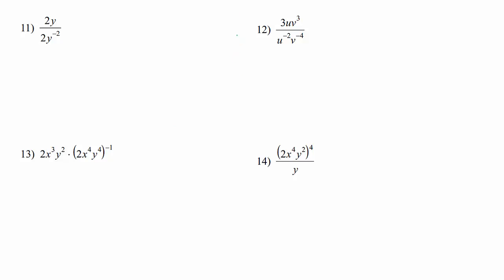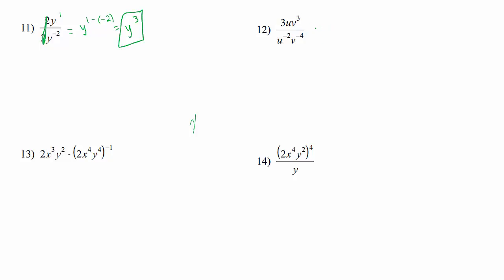On 11, we've got a 2 on top and a 2 on bottom. There's a few different ways of thinking about this, but most of us know that when I have 2 over 2, I simplify that and it equals 1. So these are going to cancel each other out. Then I want to take the y's and subtract their exponents. So 1 minus negative 2 is positive 3. So this is simply y cubed.